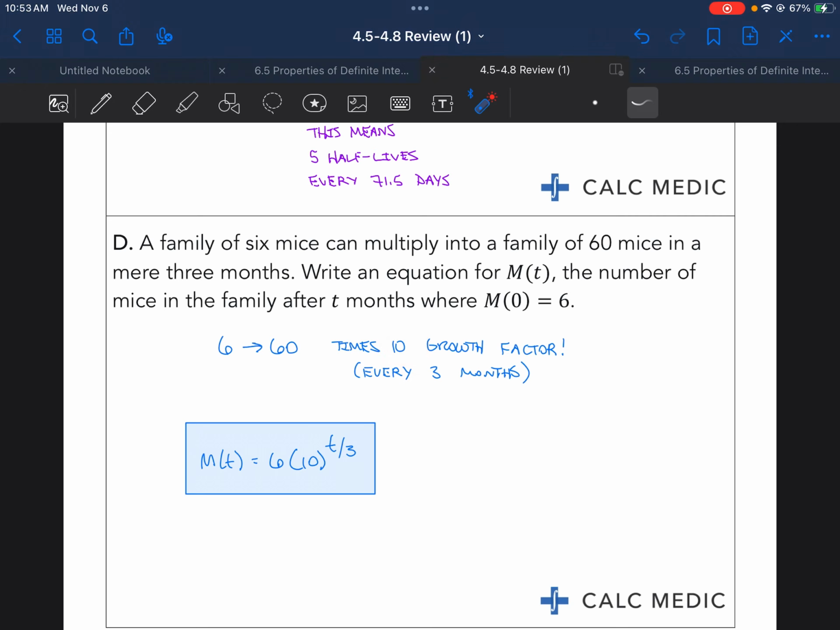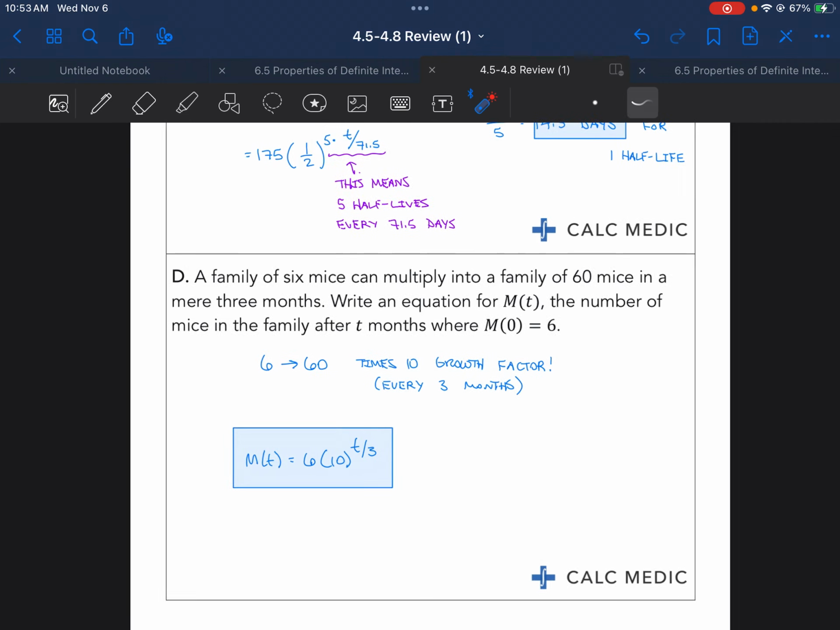So a function that we could write, we could have something like this. Initial population 6, it's multiplying by 10, but it takes 3 months. So we compensate by having t over 3. This is for the every 3 months part, and that equation will model that scenario.